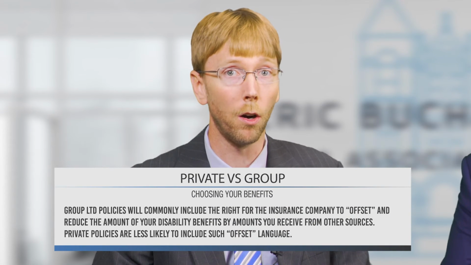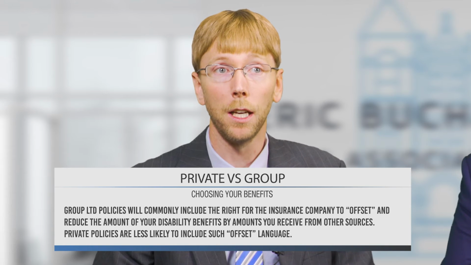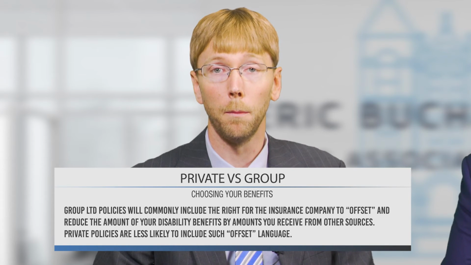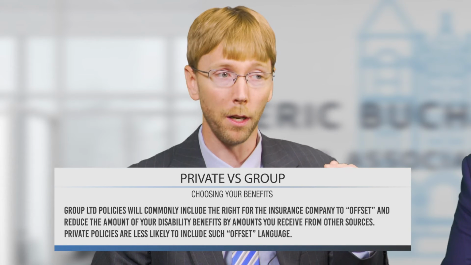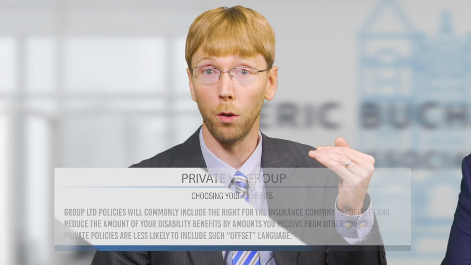Some other features that you might have in a group policy, but you probably won't have in an individual policy, are things like having offsets, having things that will reduce the benefit that you get. You might start at 60% of the benefit, but after accounting for, say, Social Security disability benefits that you might apply for and be awarded, or having workers' compensation benefits, or any other things that might reduce that benefit, you might end up with far less than 60% actually being paid by the insurance company.